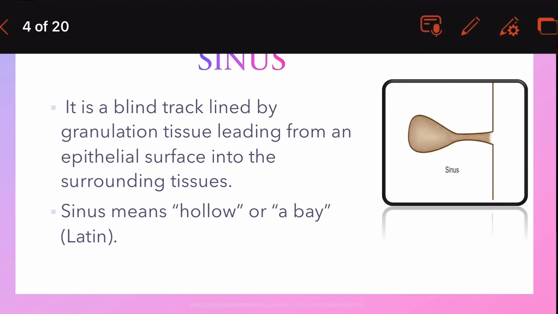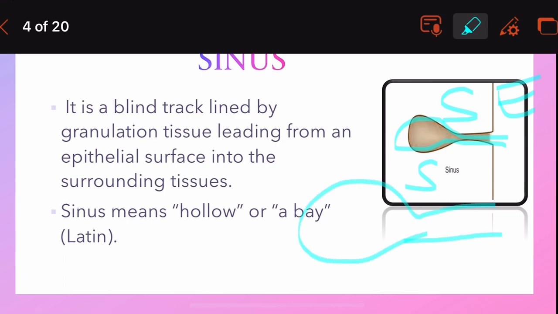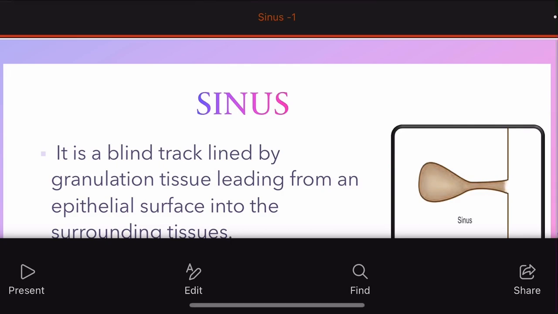So why do they call it a bay or a halo? So guys, basically bay refers to the sea which is covered by land on all the three sides. Similarly, the sinus is just a tract which is surrounded by all the surfaces, epithelial surface and the surrounding tissues in all its surroundings. So we call it as a bay. So you can see here, this is the epithelial surface, these are the surrounding tissues, and this is a small halo blind tract. This tract is nothing but sinus. Hope you got the definition. So we understood what is the sinus.